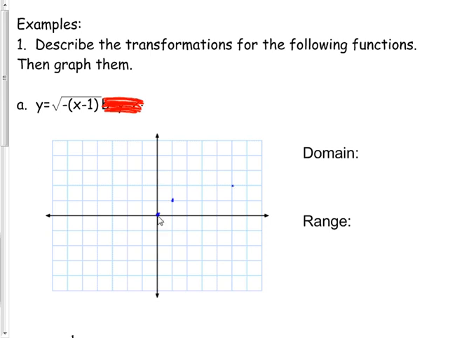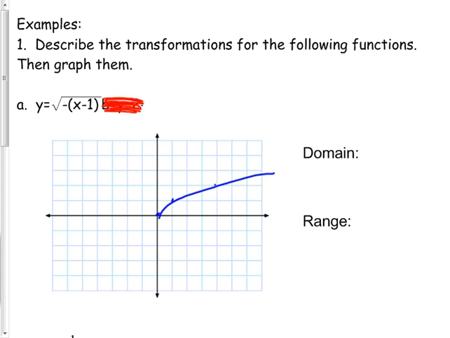Why would it go to (4, 2)? Because it's a square root. You take 4, you take the square root of that, you'll get 2. That's why this is plus 2. Okay, so anyway, it looks kind of like that, and then you connect those dots and just keep going. That's the square root function. But that's the parent one.